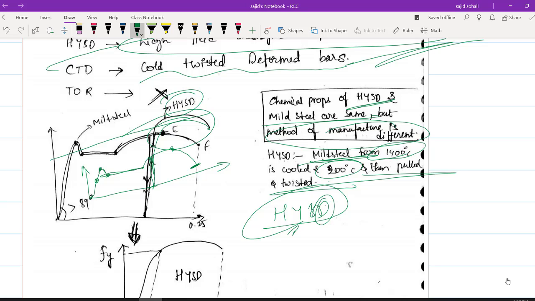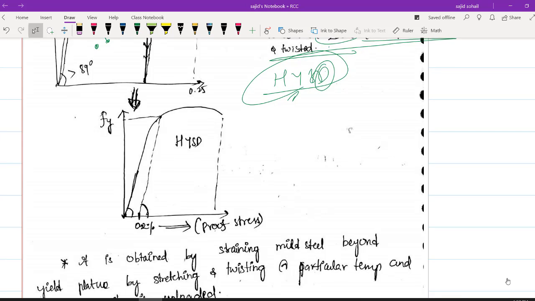It is noted that we are getting some higher stress. If I draw it separately here, my HYSD curve will look something like this. With respect to stress and strain, I am getting this type of diagram.